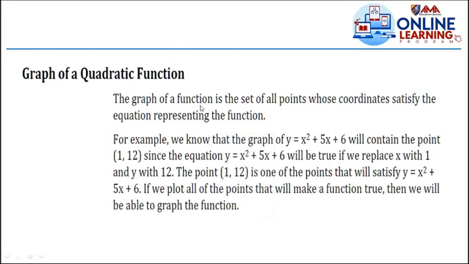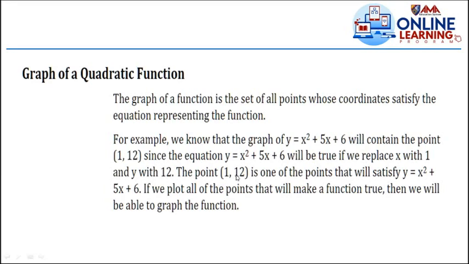The graph of a function is the set of all points whose coordinates satisfy the equation representing the function. For example, we know that the graph of y is equal to x squared plus 5x plus 6 will contain the point (1, 12), since the equation will be true if we replace x with 1 and y with 12.